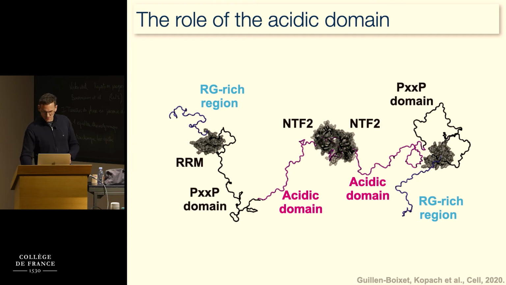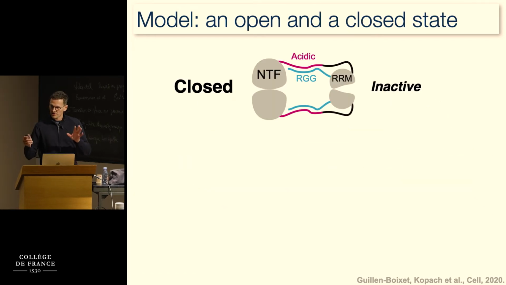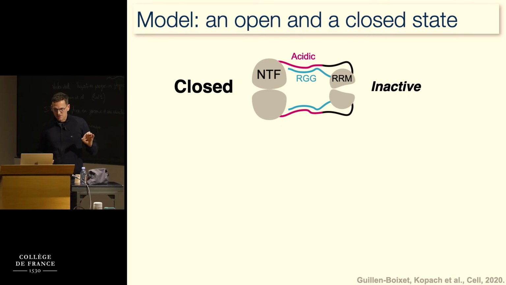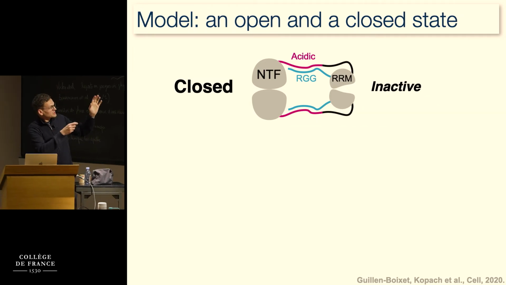And so, to make a long story short, I'm not going to show you the data, but we then came up with this model that this protein can be in an open and a closed state. In a closed state, it's actually a dimer, and the closed state comes about because this acidic region and this positively charged arginine-rich region interact with one another. So they're electrostatic interactions that actually close the molecule.